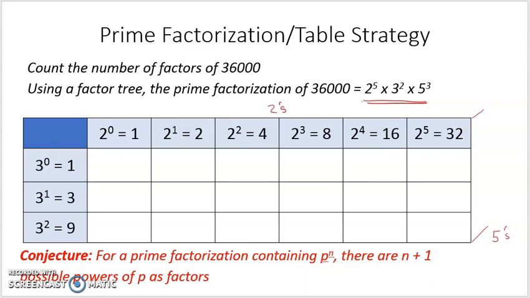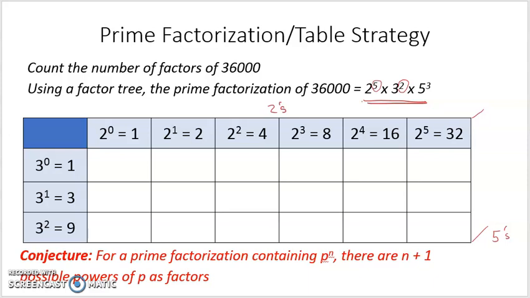So I just have a conjecture. I was thinking about this, looking at the strategy. 2 has a power, an exponent of 5. And how many levels do you have of that? 1, 2, 3, 4, 5, 6. There's 6 levels. Exponent 5, 6 levels. 3 has an exponent of 2. And how many levels do you have? 3. 3 to the 0, 3 to the first, or 3 to the second. So it looks like it.